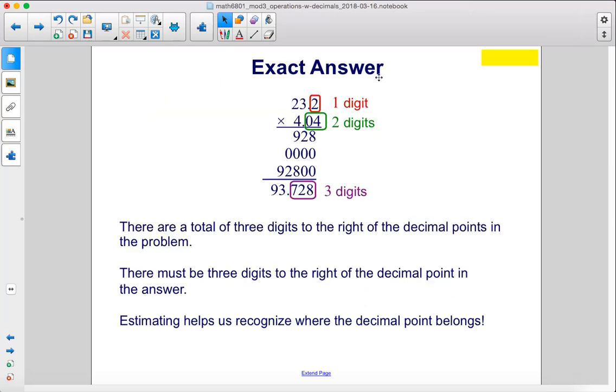And here's our exact answer, 23.2 times 4.04. You can see that we have 3 digits to the right of the decimal here. So at the end, when we have 9, 3, 7, 2, 8 in a row, we can then count 3 digits and put our decimal point right there. So there are a total of 3 digits to the right of the decimal points in the problem. There must be 3 digits to the right of the decimal point in the answer. Estimating helps us recognize where the decimal point belongs. Remember, we estimated it would be around 92. So we know that this 93 should probably be to the left of the decimal.